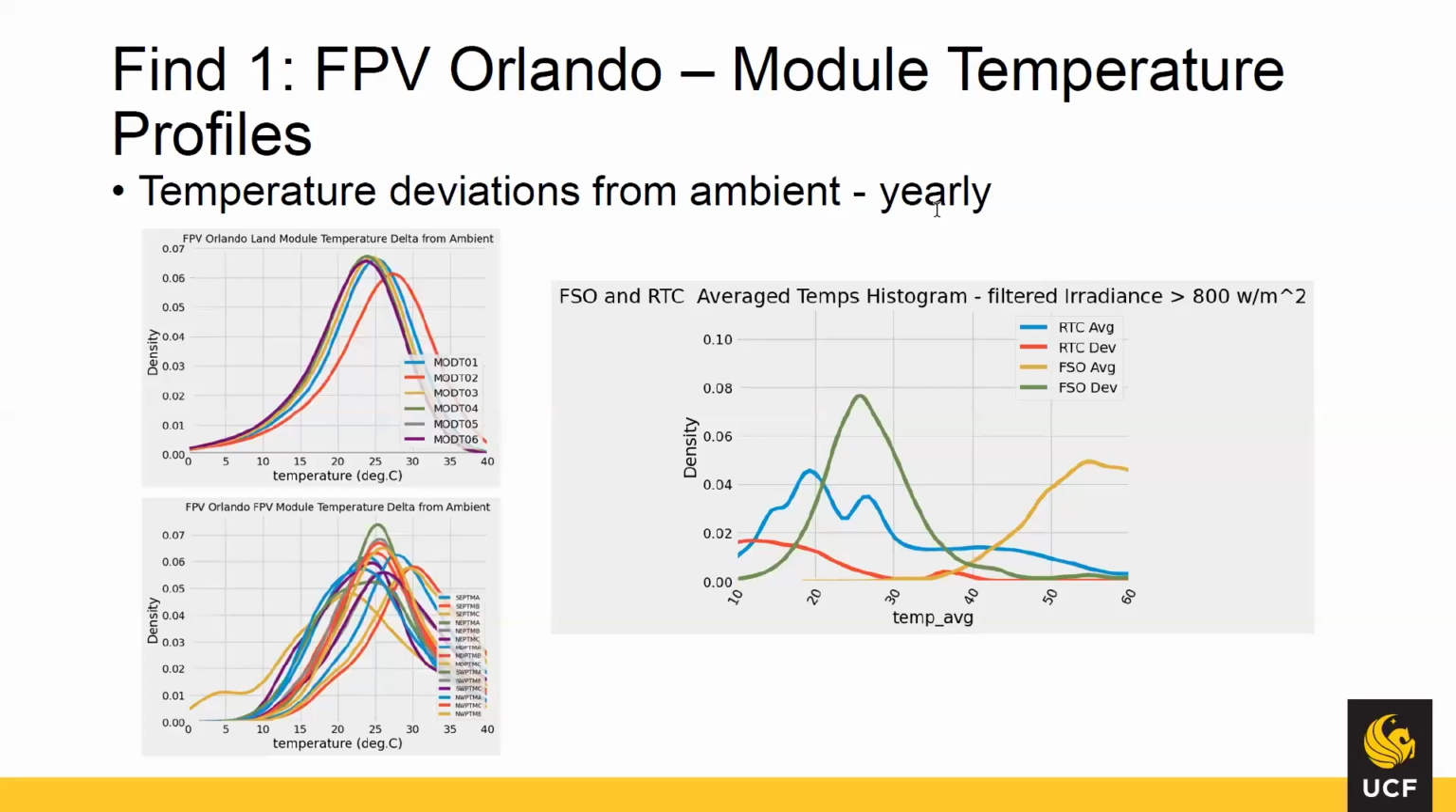Then I plotted the RTC, the Cocoa land-based system, the average and the deviation from ambient, over here on the right-hand side of the plot, just to show you what it looks like from a histogram standpoint. These plots were all filtered for irradiance above 800 watts per meter squared, because I wanted to see what the peak power or peak sunlight hours look like for temperature, and see if our actual sensors converge to some degree, and they didn't. Go to the next slide, please.